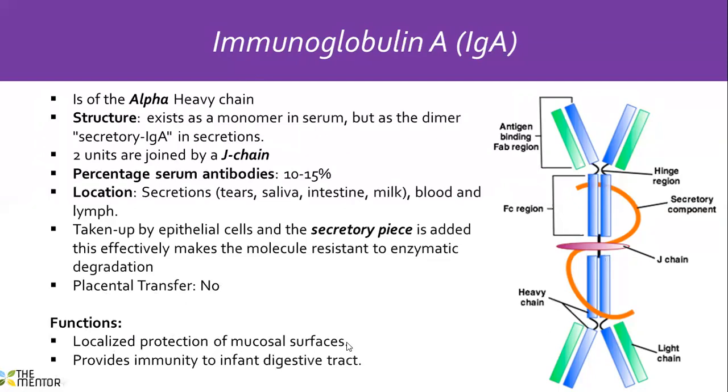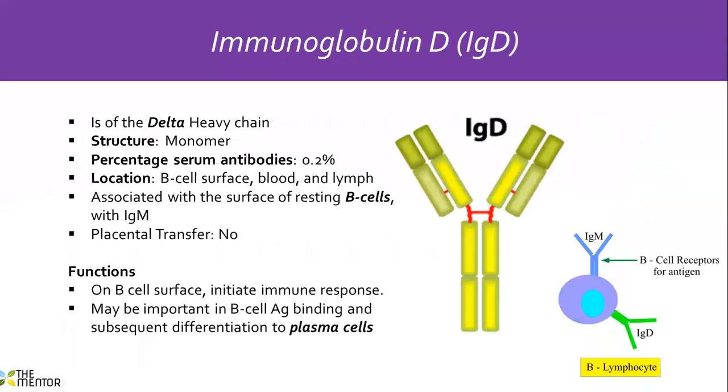Remember, most mucosal surfaces are covered by secretions. So we have tears, saliva, secretions of the intestines. Milk now going to the intestines of the baby. Through that we have provision of immunity to the infant's digestive tract also. So J is very important also.